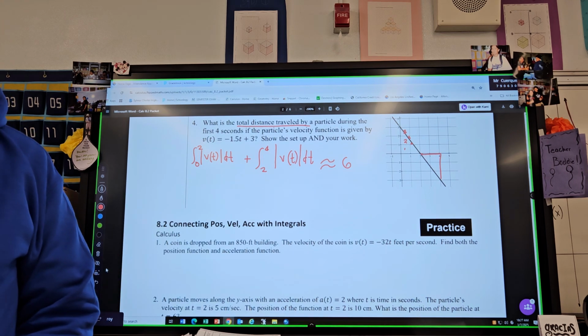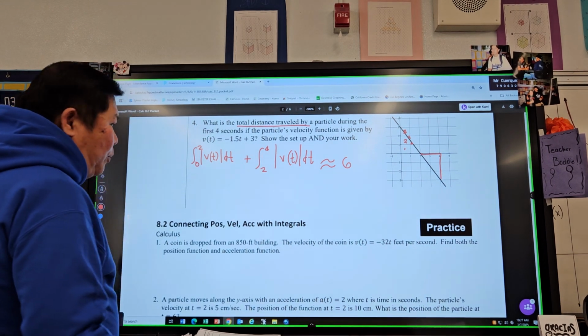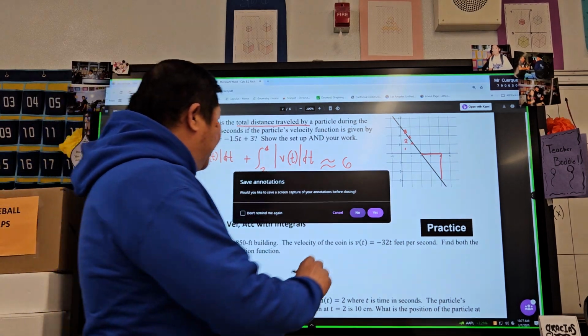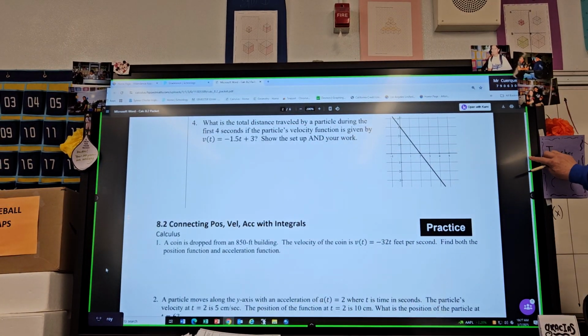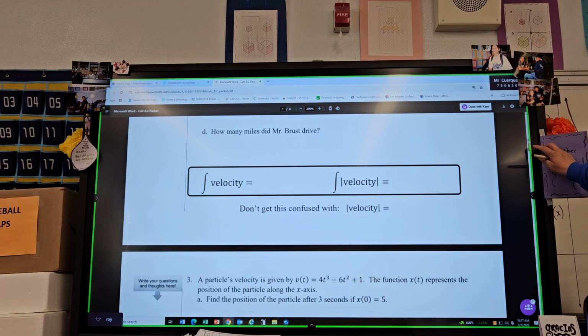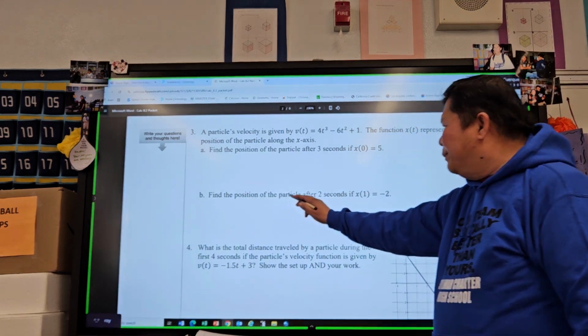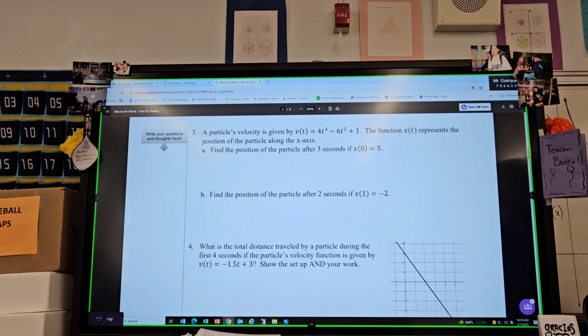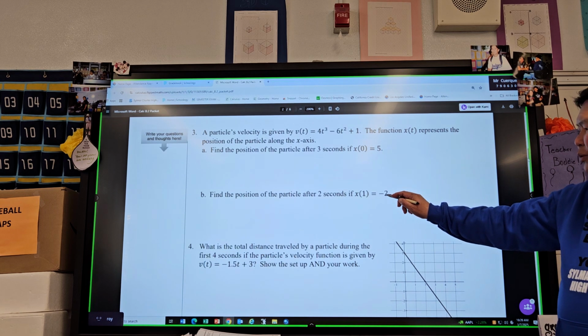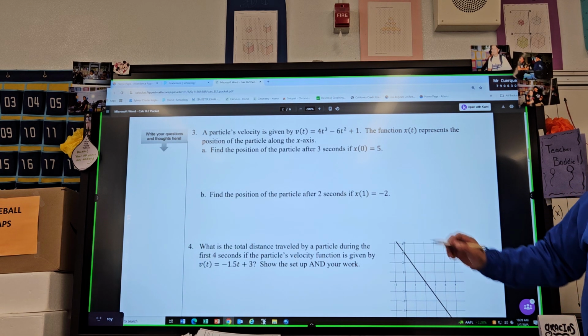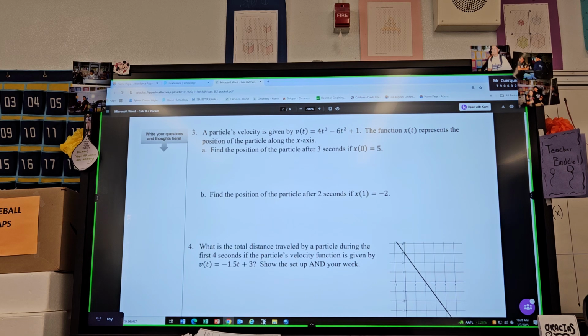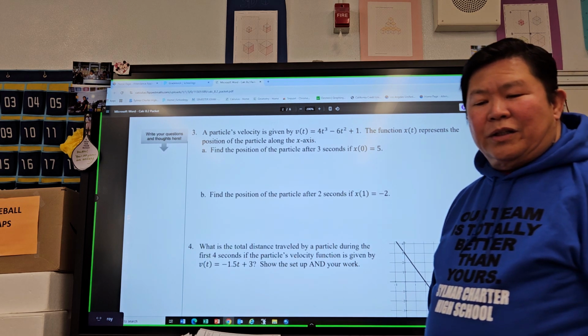Okay, let's go back to number 3. Sorry for that. That's alright. So, question B. Find the position of the particle after 2 seconds. What do you mean by this? That means at the start, at x equals 1... this is what we did for A, but instead we do it for B. So, how to do that?